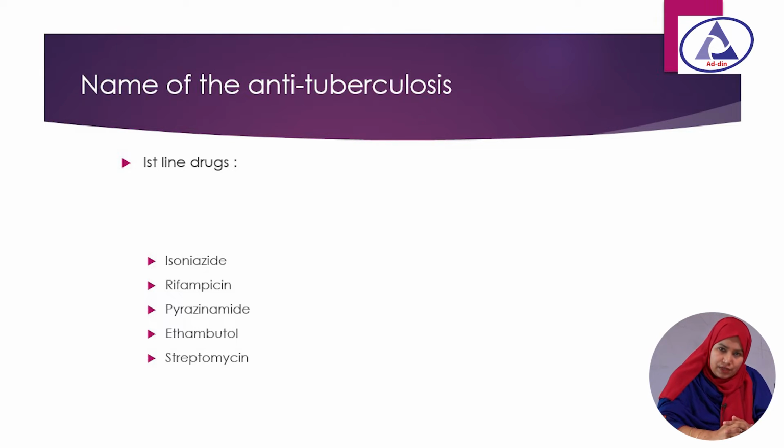Among these 5 drugs, ethambutol is tuberostatic and the other drugs are tuberocidal. You know what static and cidal are. I will remind you again: drugs which act by inhibiting growth and multiplication are static drugs, that may be bacteriostatic or tuberostatic, and drugs which act by killing the microorganism are cidal, that may be bactericidal or tuberocidal. So among these 5 drugs, 4 are bactericidal and ethambutol is tuberostatic.